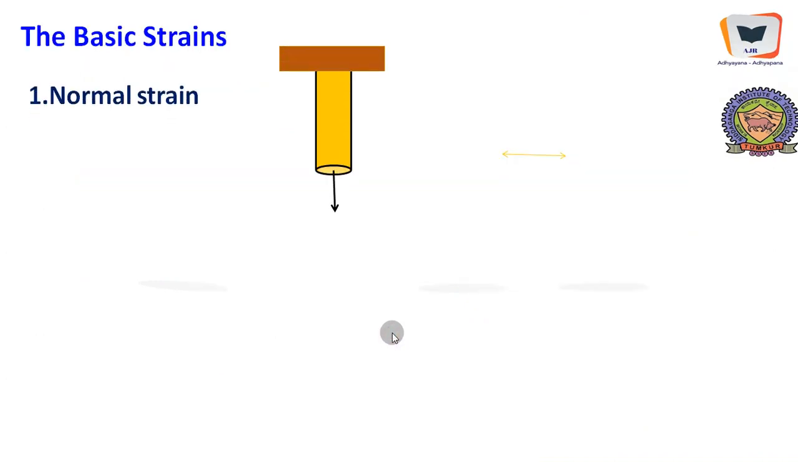There are basic strains: normal strain, which happens along the length. It's also called longitudinal strain.